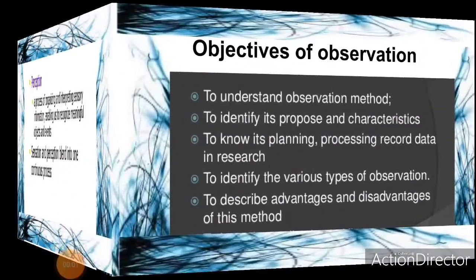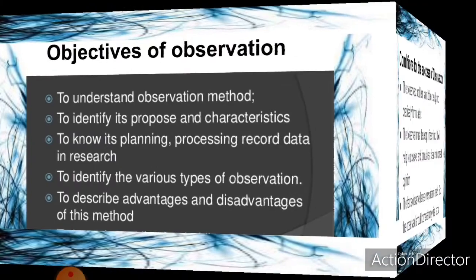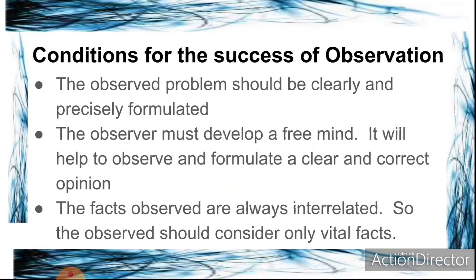Now, we can discuss the objectives of conducting observation. The main objectives for conducting observation are to understand the observation method, to identify its purpose and characteristics, to know its planning, processing, recording of data in research, to identify the various types of observation and to describe advantages and disadvantages of this method. Now we can discuss the conditions for the success of observation.